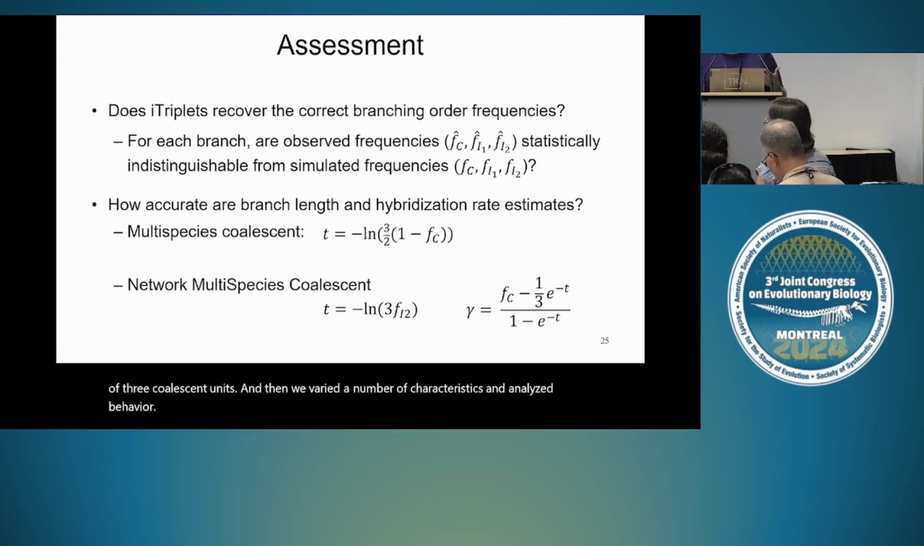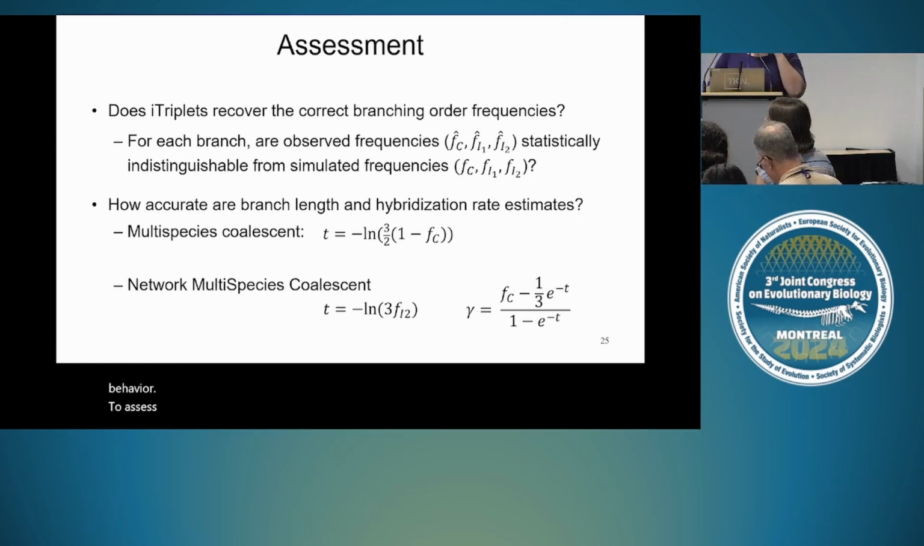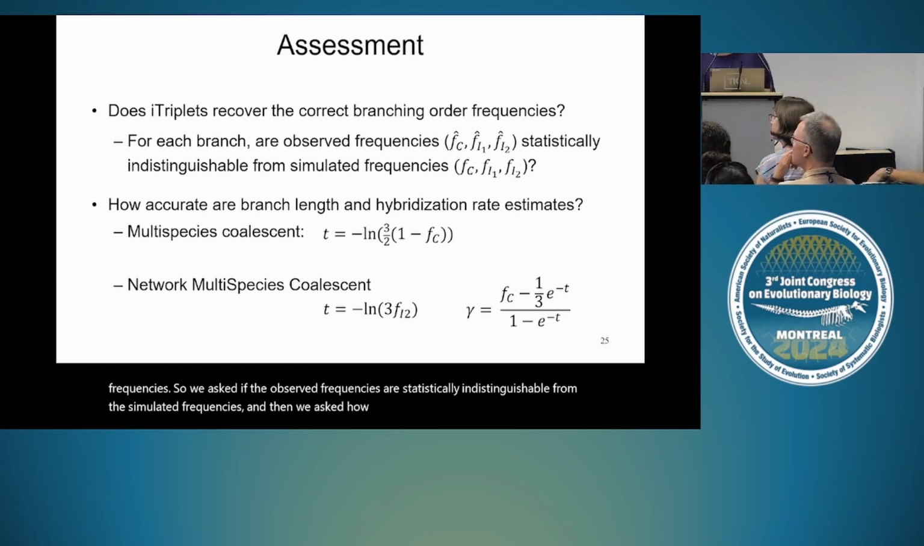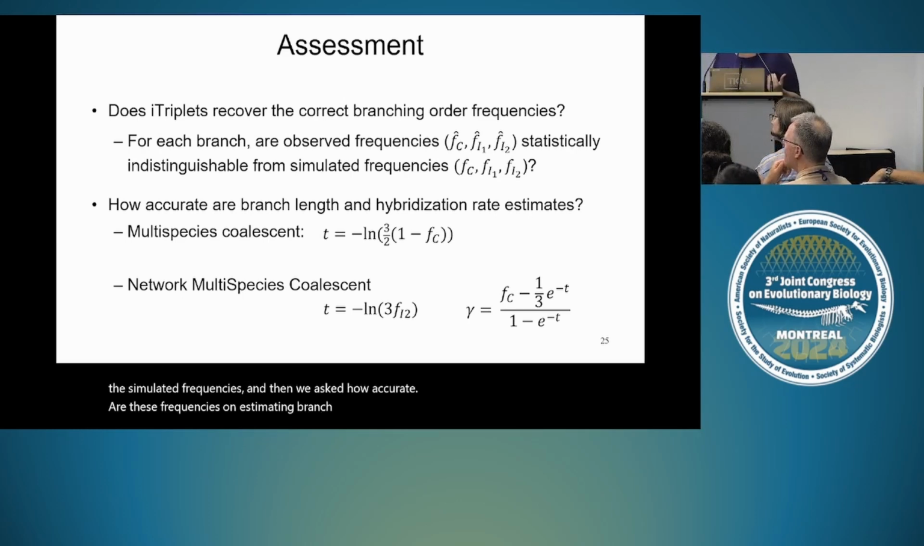To assess performance, we looked to see if iTriplets recovers the correct branching order frequencies. So we asked if the observed frequencies are statistically indistinguishable from the simulated frequencies. And then we asked how accurate these frequencies are at estimating branch length and hybridization rates. And we got these from the multispecies coalescent equations.